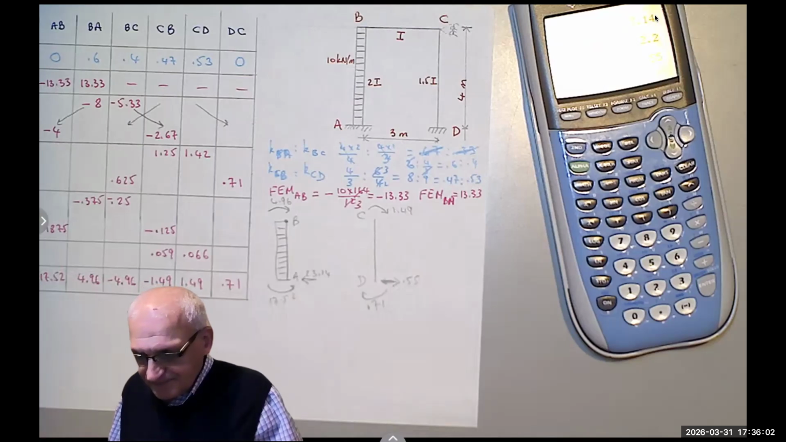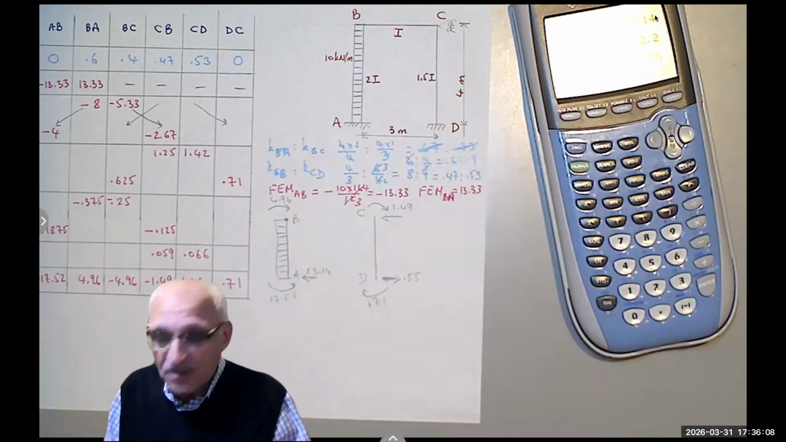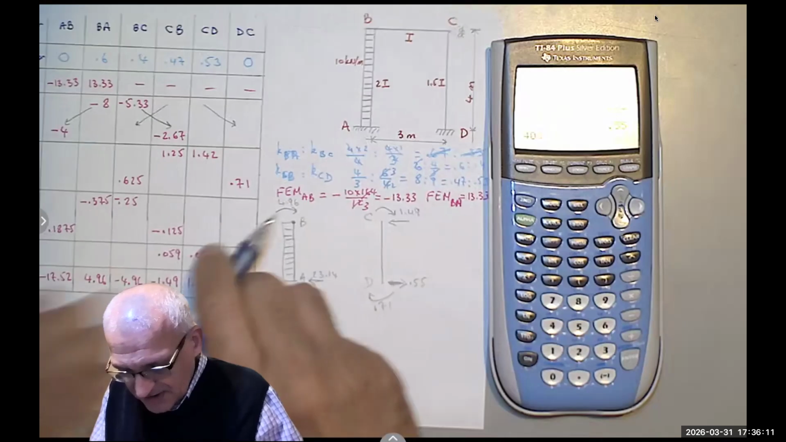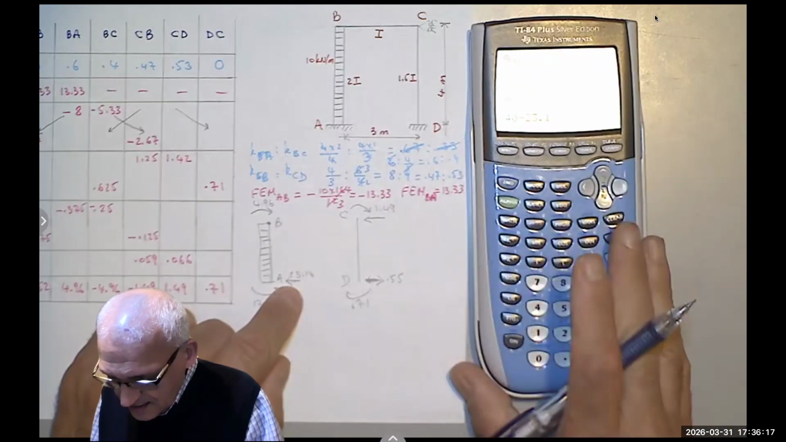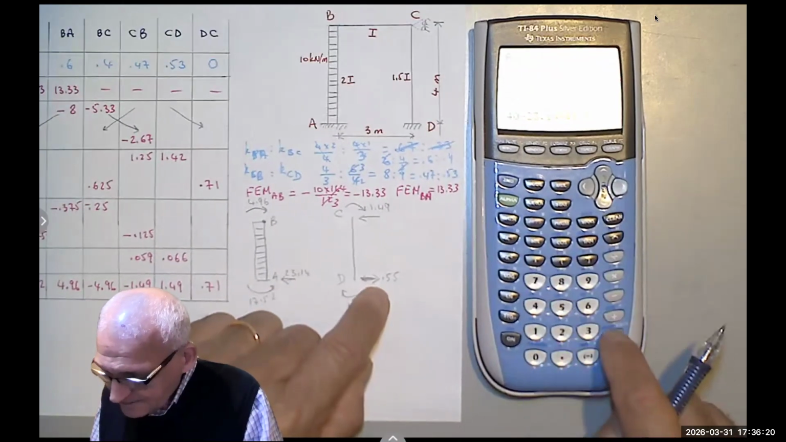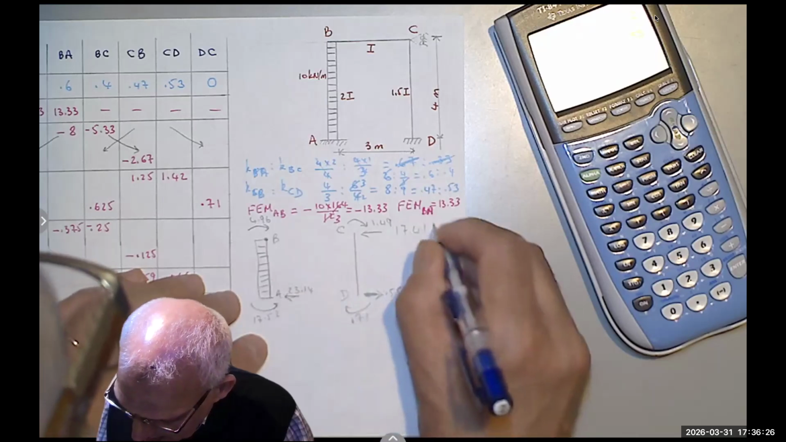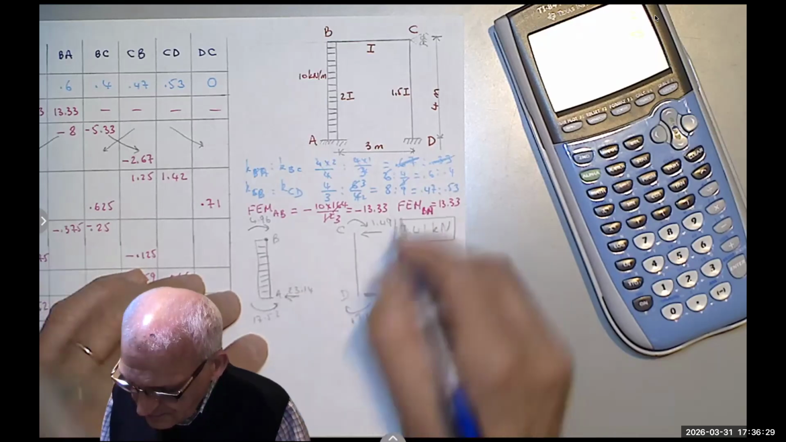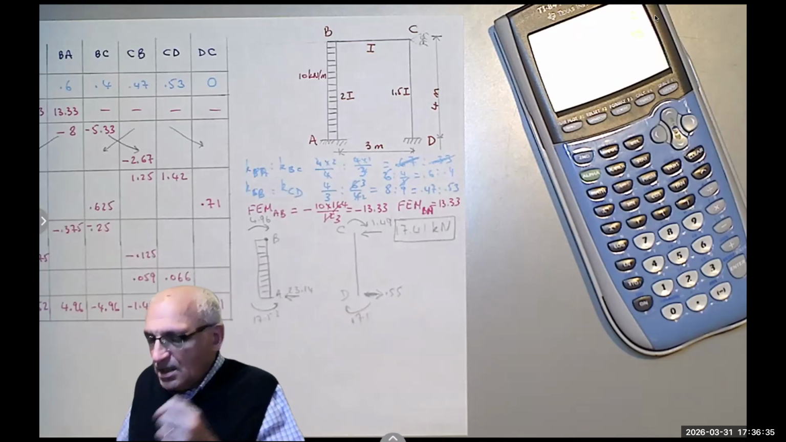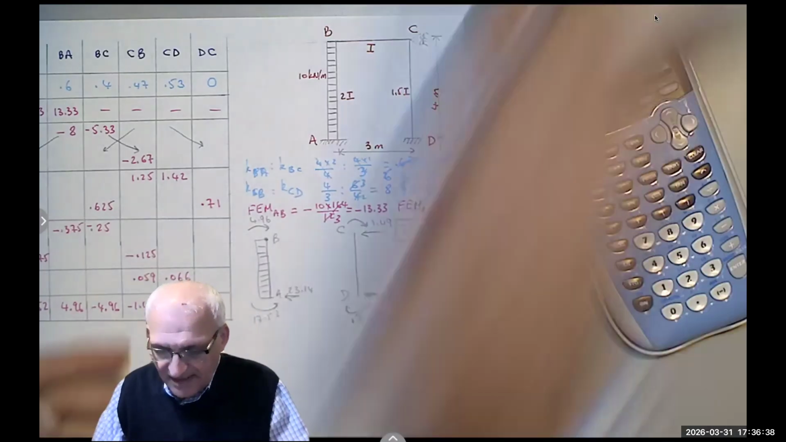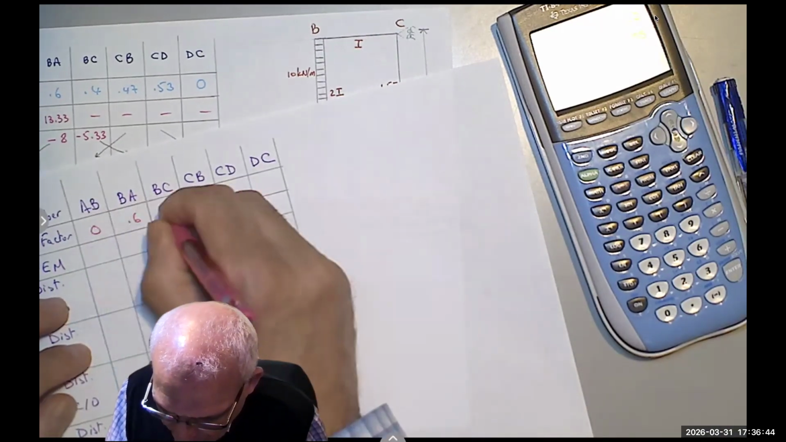It's 0.55. So now the summation of the forces in the X for the whole frame equals 0. I get 40, which is the distributed load, minus 2314 plus 0.55 equals 1741. So that has to be 1741 kilonewton.